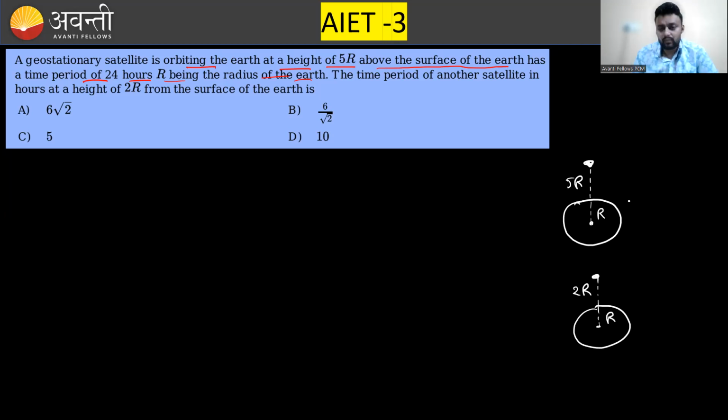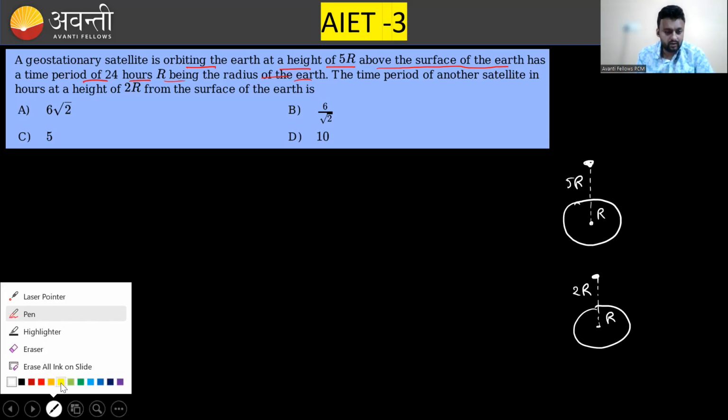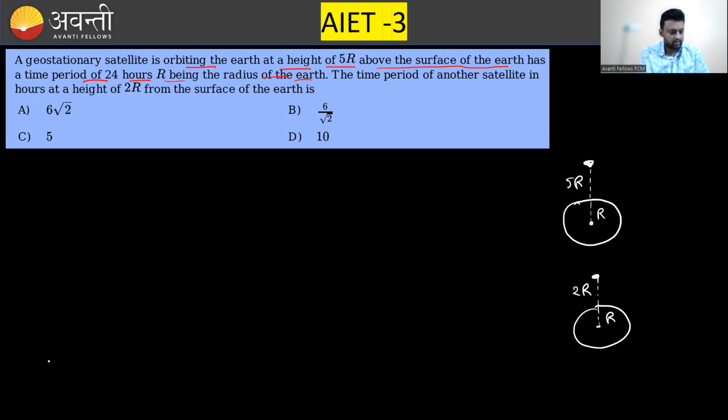Very simple. For that, you must know the formula of the time period. If you recall, T square is equal to 4 pi square by GM into (Re plus h) whole cube. What is this Re? Re is the radius of the Earth. h is the height from the surface of the Earth, to the whole cube.